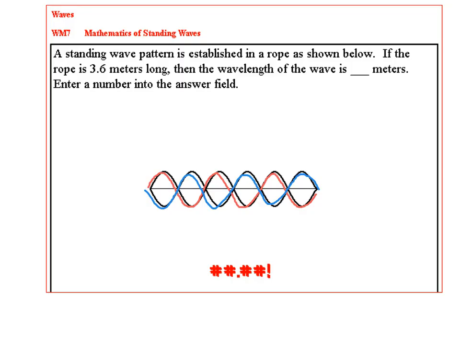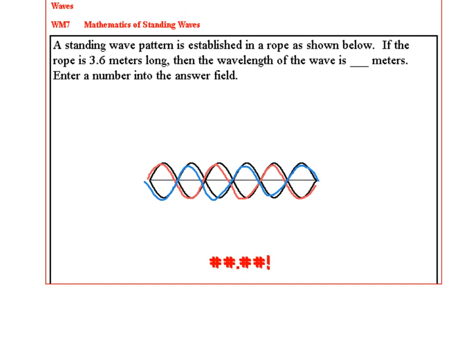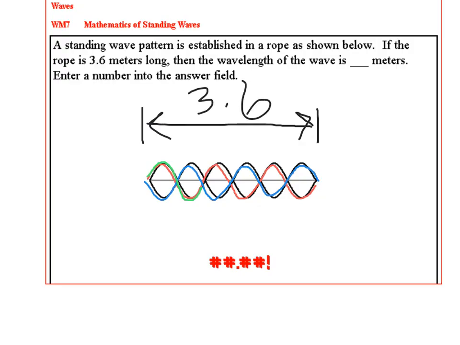This is much easier to describe if we describe a wavelength as just an entire crest and then an entire trough. So I'm going to outline this in green. Here is one wavelength outlined in green. If we know the entire length of the rope, and in this case they describe it as 3.6 meters, so that's all the way across here, we're just asked how long that little green part is.